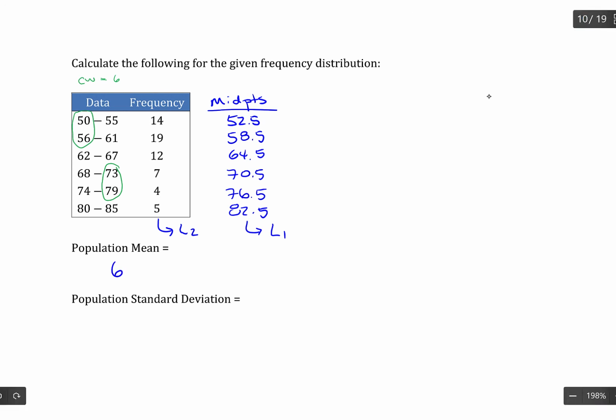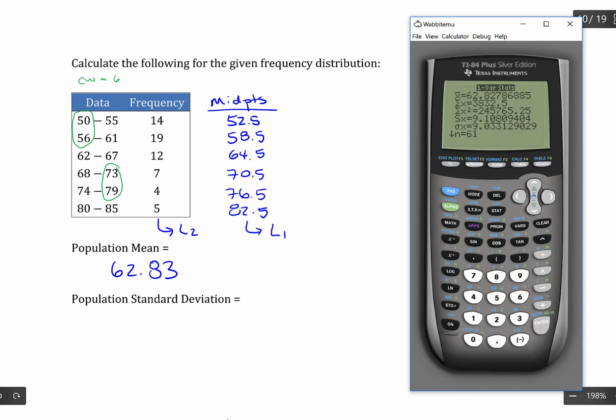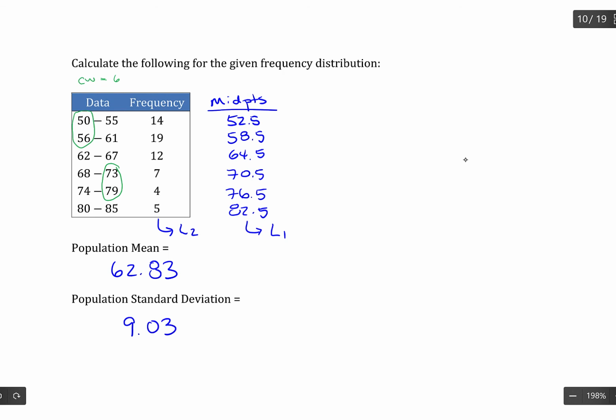62.83 is the mean. And then the standard deviation, because we're dealing with a population of data, we want sigma x, so 9.03. And that is the calculations. And I rounded to 2 decimal places, but of course just follow what the problem asks of you.